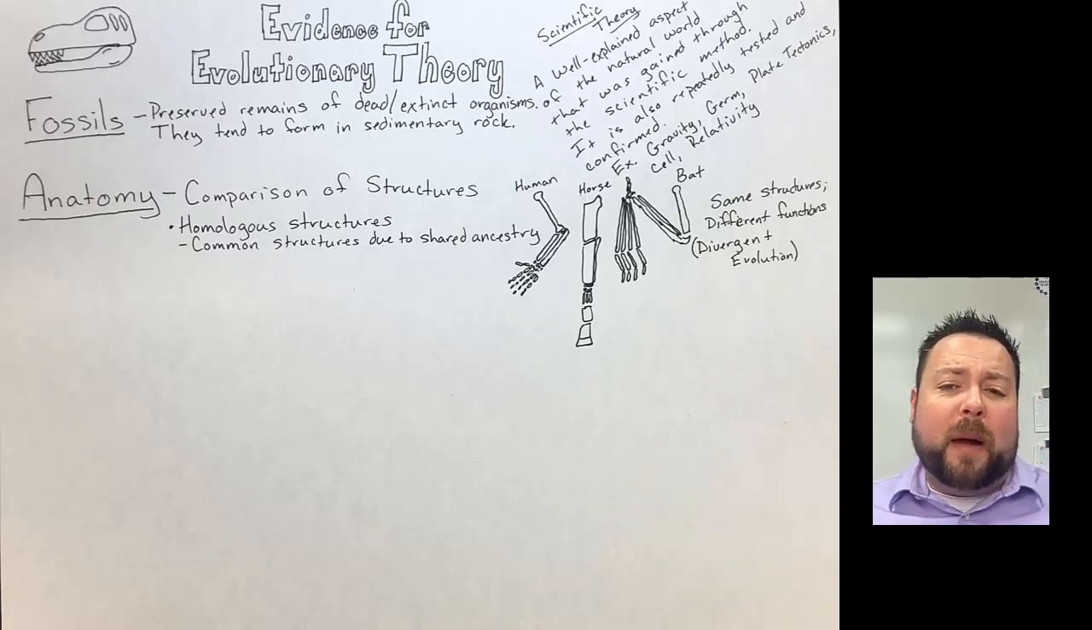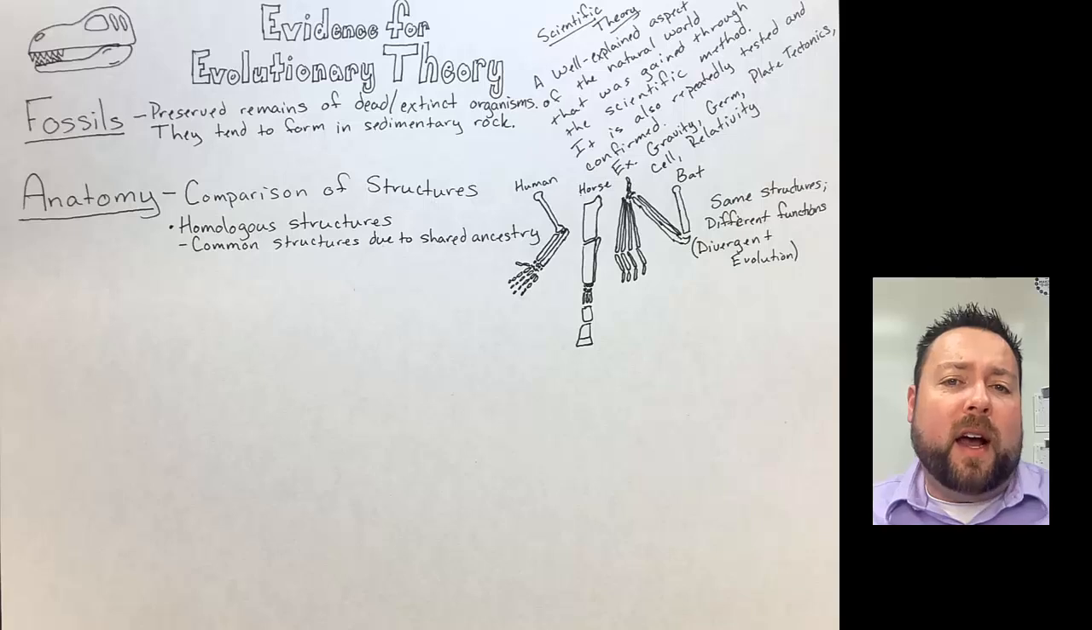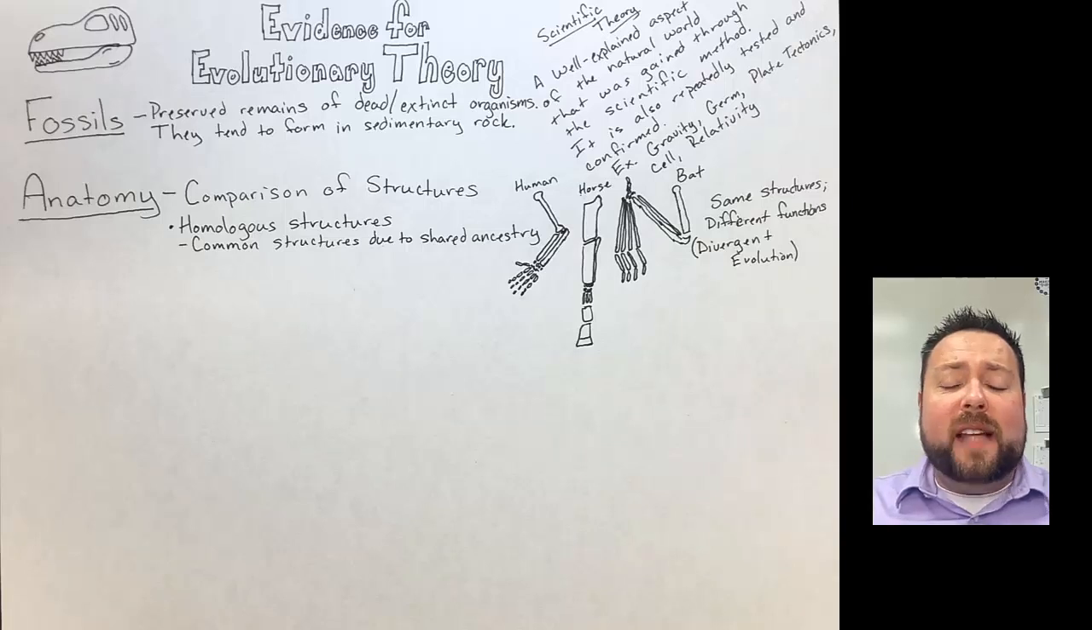The horse is probably the most modified in this case to have that single bone that's really just like standing on a toe. But when we put that with fossil evidence, we see that horses used to have more than a single toe. So all these things kind of start to fit together. And so they have the same structures, but they use them for different functions.